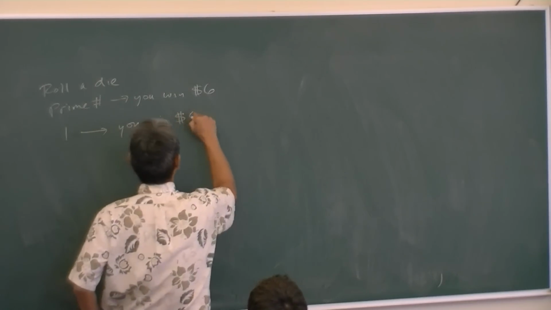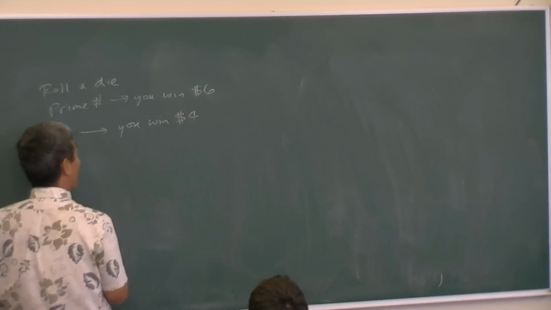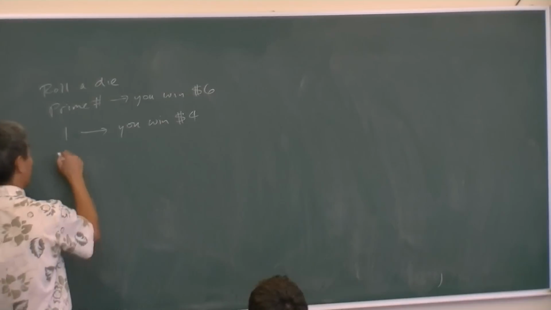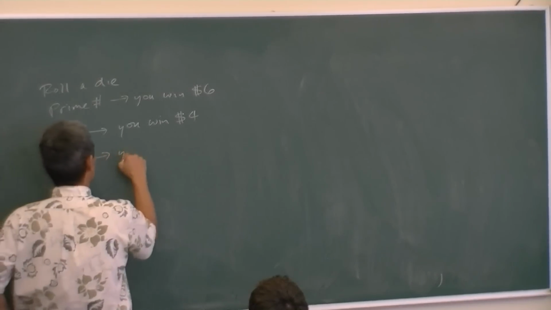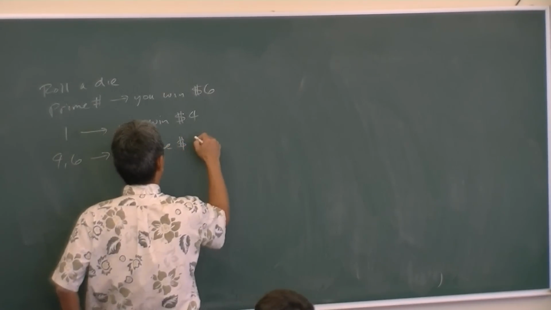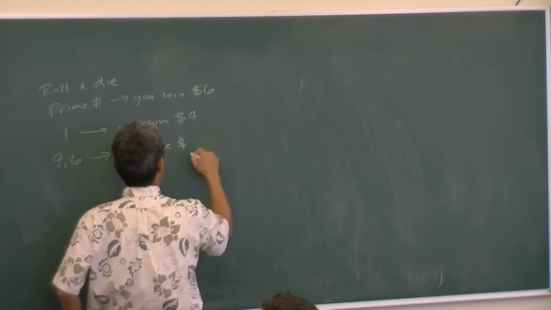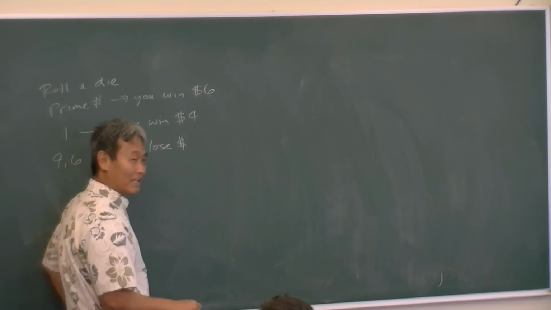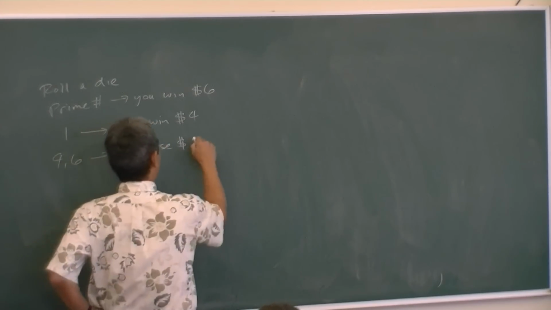$4. However, if you roll a composite number, which is the 4 or the 6, you will lose. How much do you want to lose? -3. What? 6. How can you lose -3? That means you're winning. 16. $5 then.